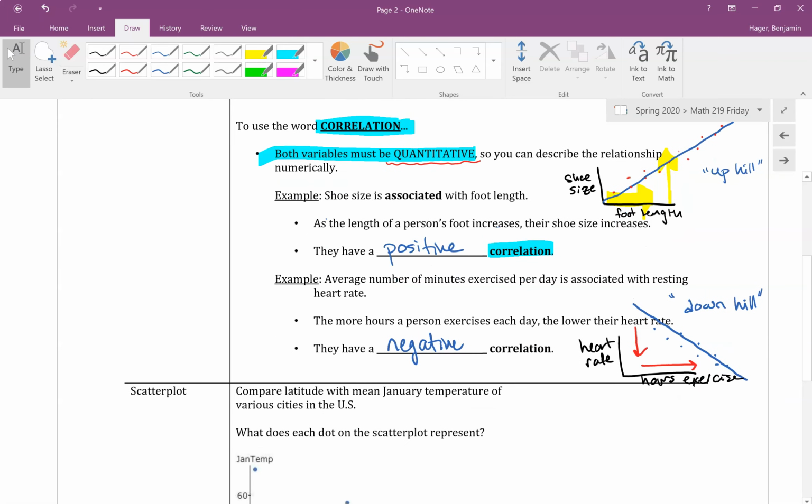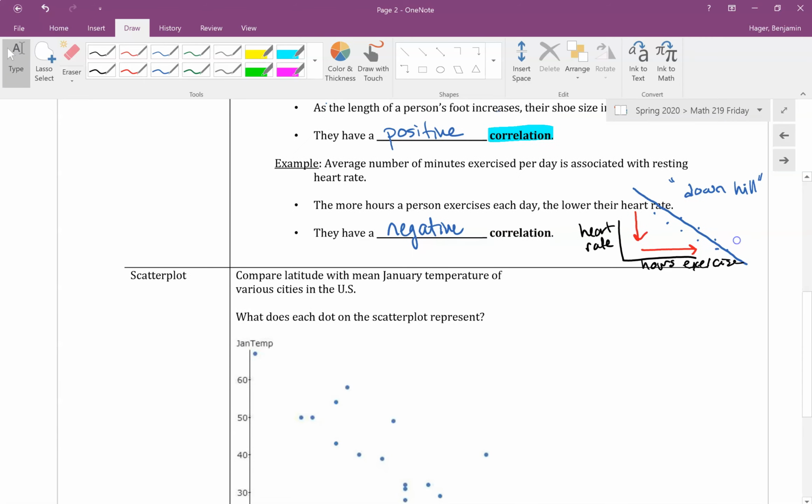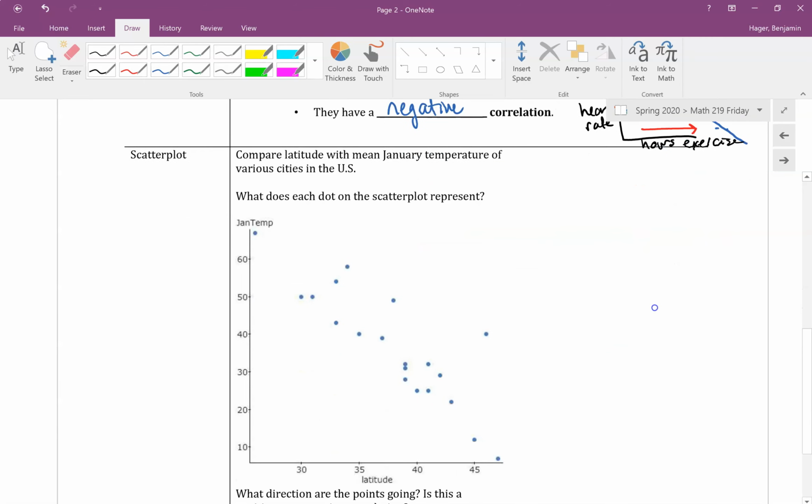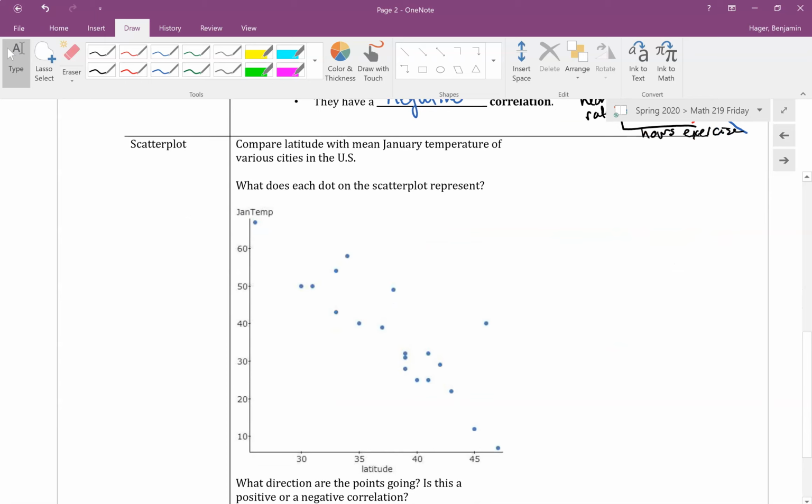So in this section, in 12.1 and 12.2, we're mainly talking about making the scatter plot and getting our heads wrapped around this idea of correlation and how we can use certain terms to describe the relationship here. So here's another example, and here they don't give me a table of data, they just give me the scatter plot, the visual of all the data. And it says compare latitude with mean January temperature of various cities in the US. What does each dot on the scatter plot represent?